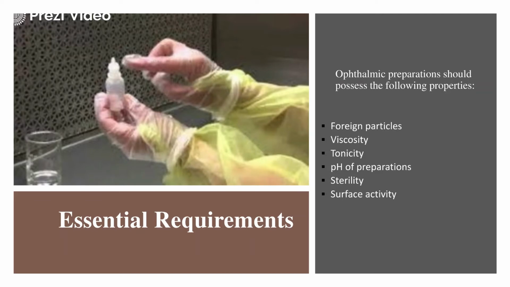Ophthalmic preparations are expected to possess the following properties: they should be completely free of foreign particles, they should have adequate viscosity, they should have tonicity, and the pH of the preparation should be within the range of 5 to 7. It should have 100% sterility, which means complete removal of microorganisms. It should have a high surface activity.